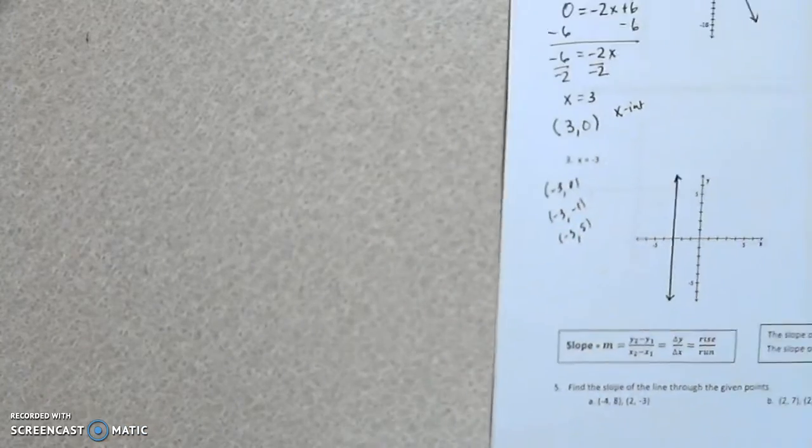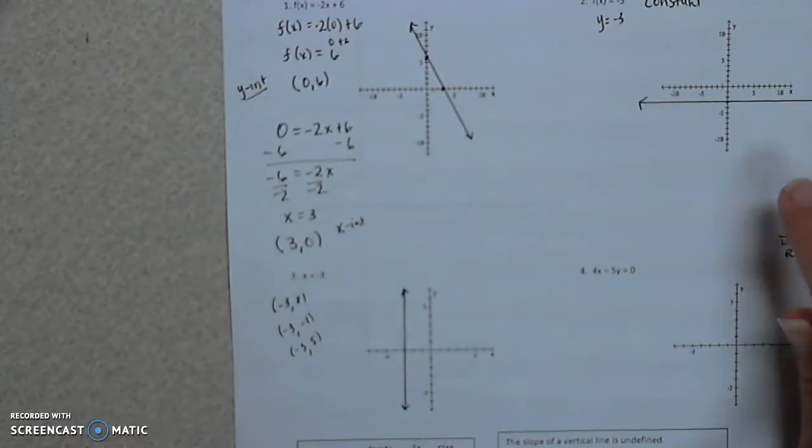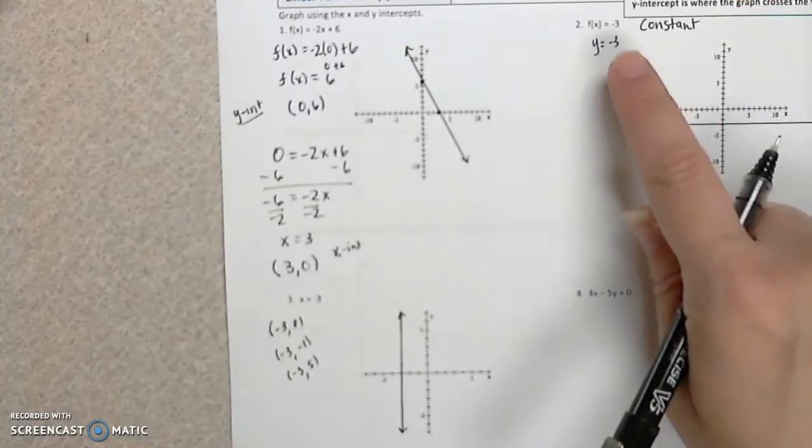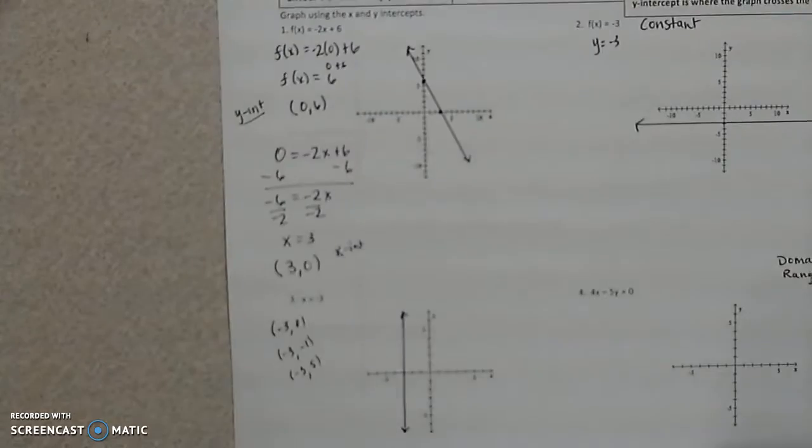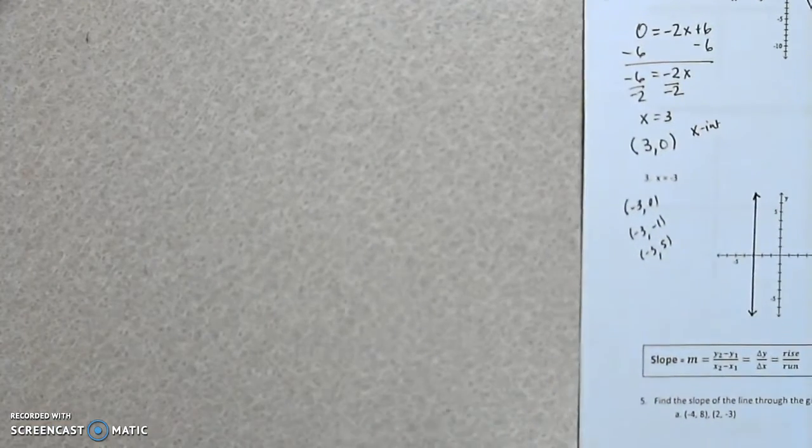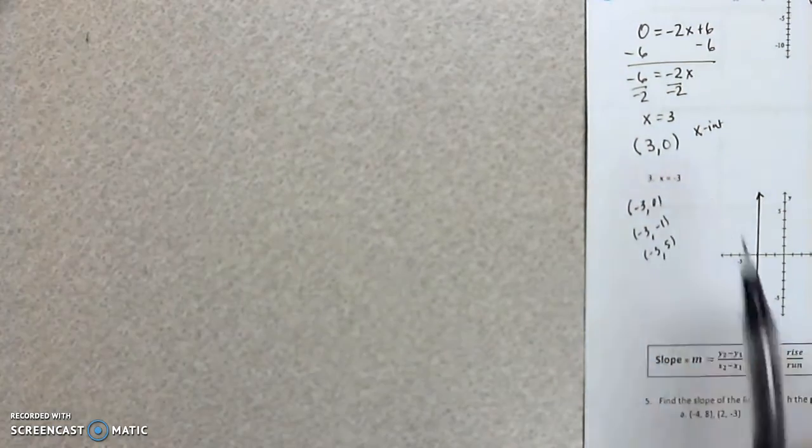Alright, so note the difference between what gives you a horizontal line, that would be f of x equals a constant. And note what gives you a vertical line, and that would be x equals a constant.